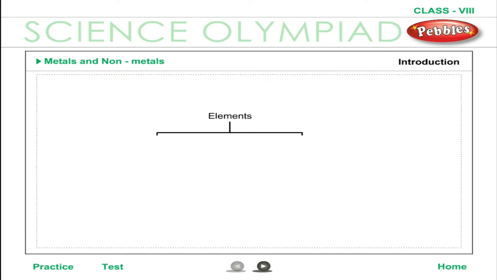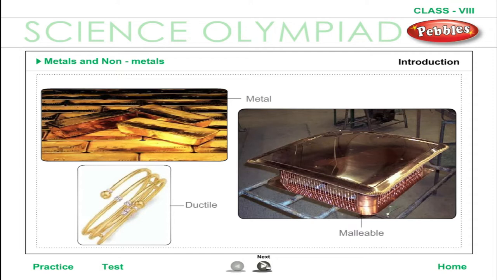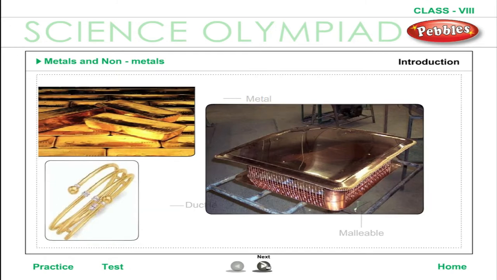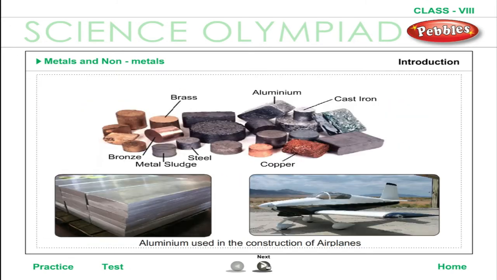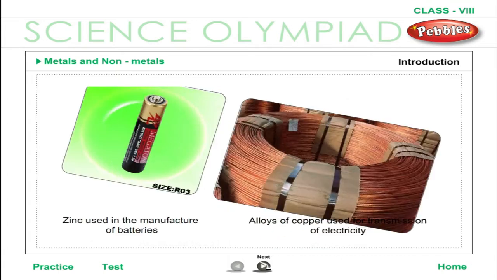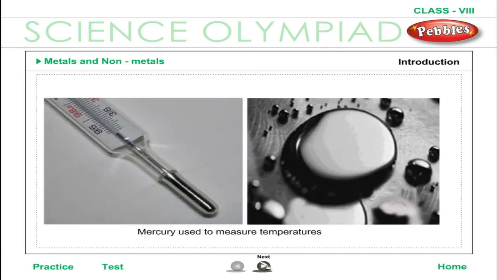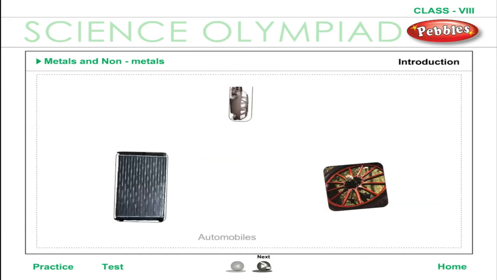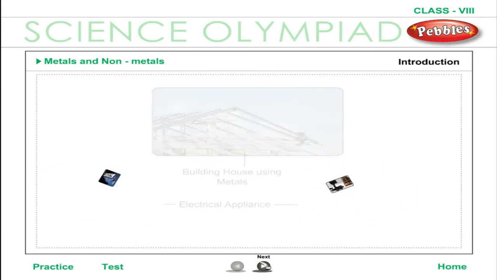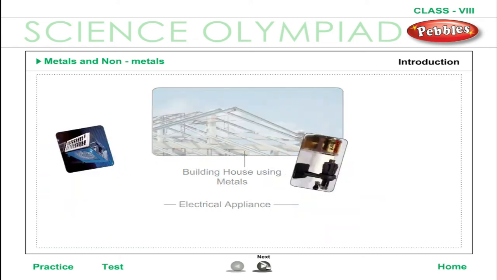Introduction. Elements are classified as metals and nonmetals. Metals are generally hard solids and have a luster. Most of the metals are malleable, ductile, and some of them are good conductors of heat. Calcium, aluminium, zinc, copper, mercury are examples of metals. Metals are helpful to us in many ways. We use them in the construction of houses, automobiles, electrical appliances, and they also play a key role in the transmission of electricity.